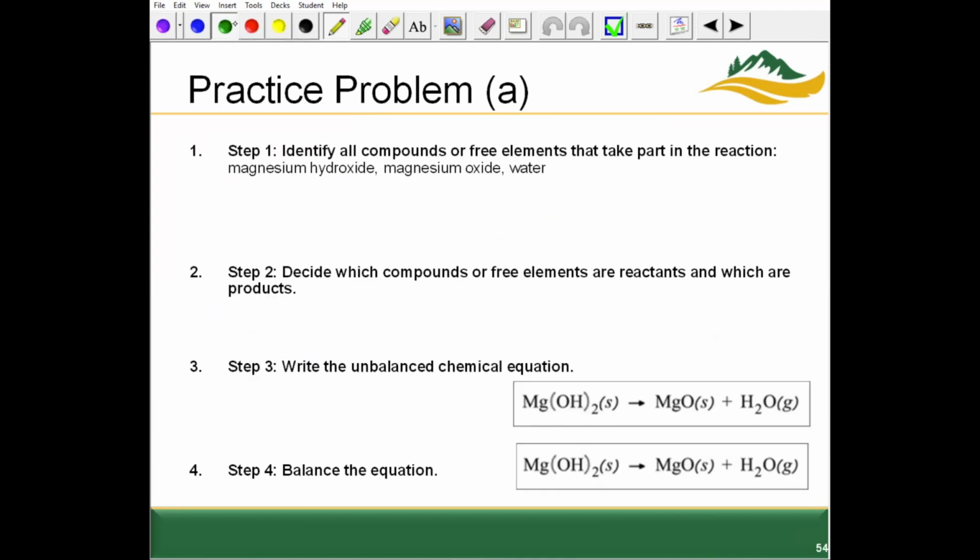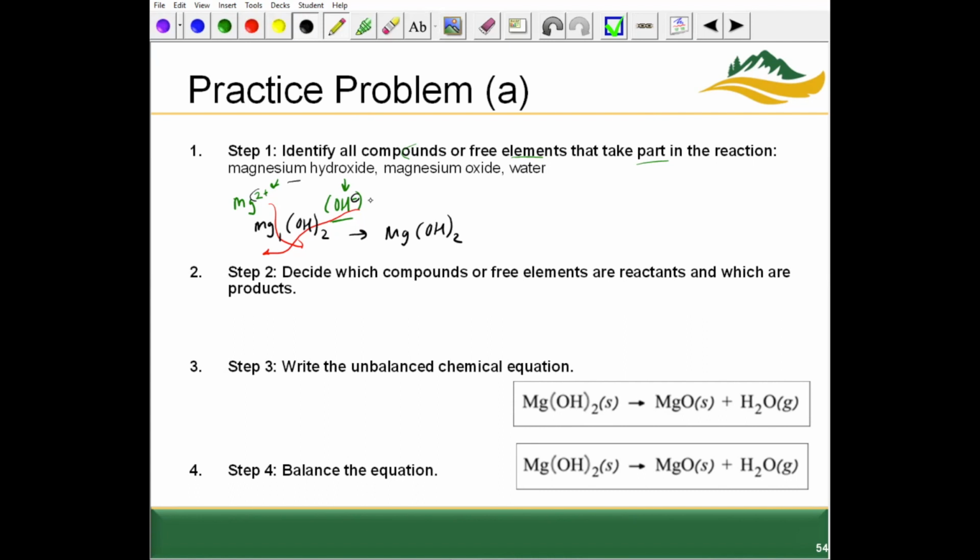Let's do this for our practice problem then. Step 1, identify all compounds or elements that take part in the reaction. Hydroxide, hopefully this is ringing a bell. This is one of our polyatomic anions. Magnesium, it is an alkaline earth metal. So magnesium will form 2+ cations. Using the cross method then, magnesium will have a subscript of 1. Hydroxide will have a subscript of 2. We don't include that 1 there, but we do include the parentheses.